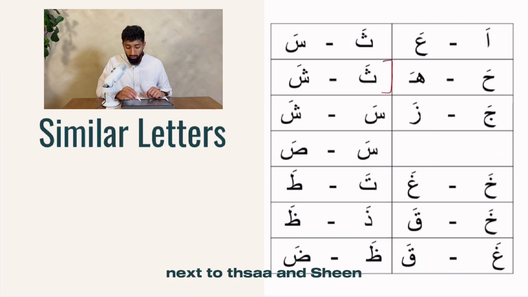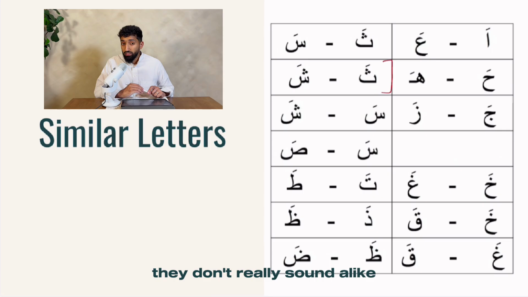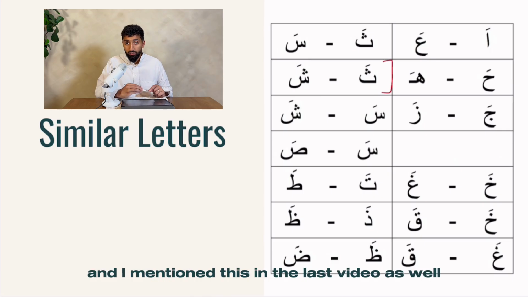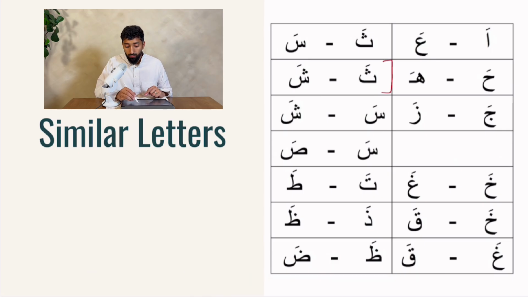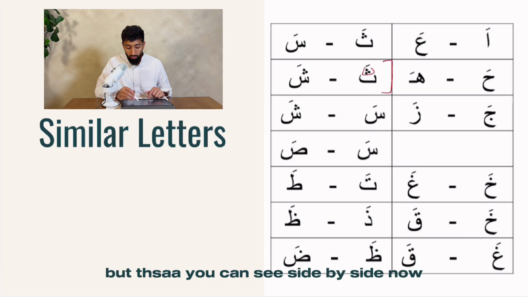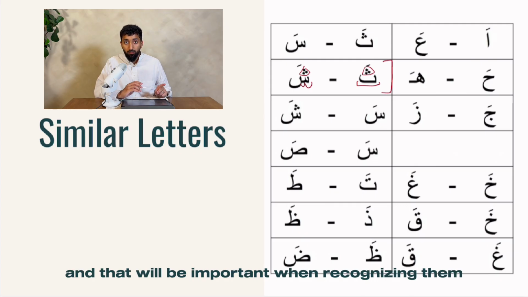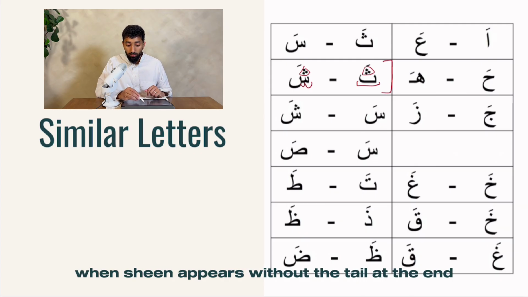Next to tha and sheen, they don't really sound alike, they more so look alike, and I mentioned this in the last video as well. They both have 3 dots, but tha, and you can see side by side now, has that 1 scoop, and sheen has the 2 under the dots. And that'll be important when recognizing them when sheen appears without the tail at the end.